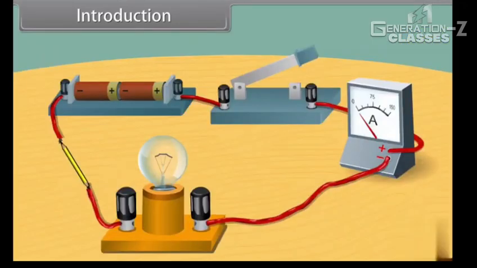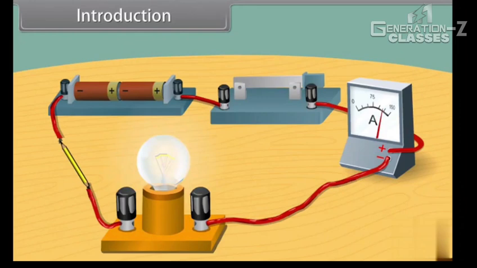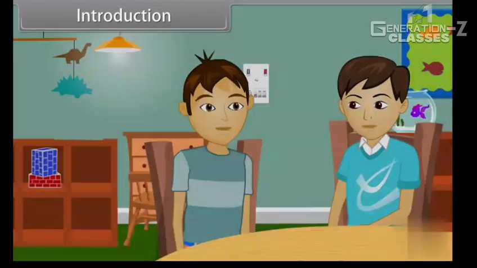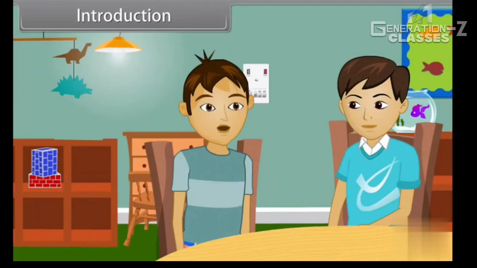When we switch on the circuit, the multimeter shows an electric current reading. It shows that graphite allows the electric current to pass through it. Hence, graphite is a good conductor. Ajay, now I understand the point. And I want to know more about this.